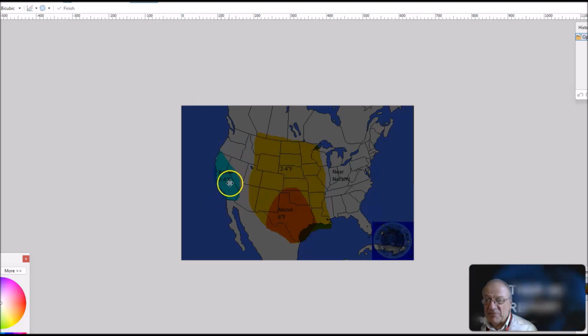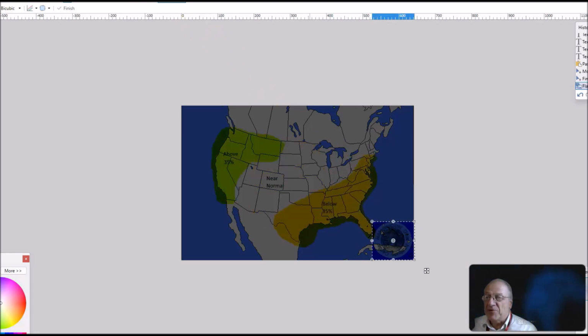Okay, below normal temperatures here with the numbers of 2 to 4 degrees below normal, and above normal temperatures here with the numbers near 6 degrees above normal. Not so sure about here due to the differences in the models. And for precipitation, calling for above normal precipitation here, probability of occurrence 35%. Below normal precipitation for this region, probability of occurrence is 35%.